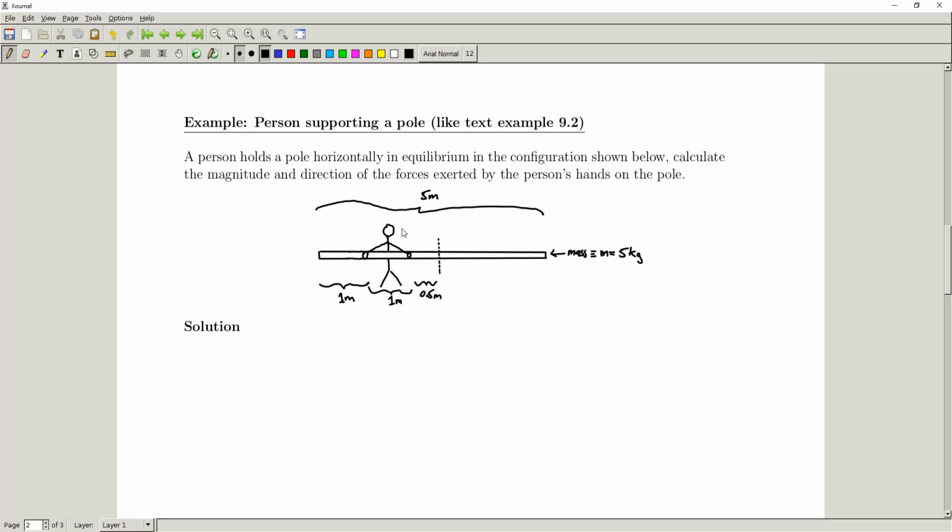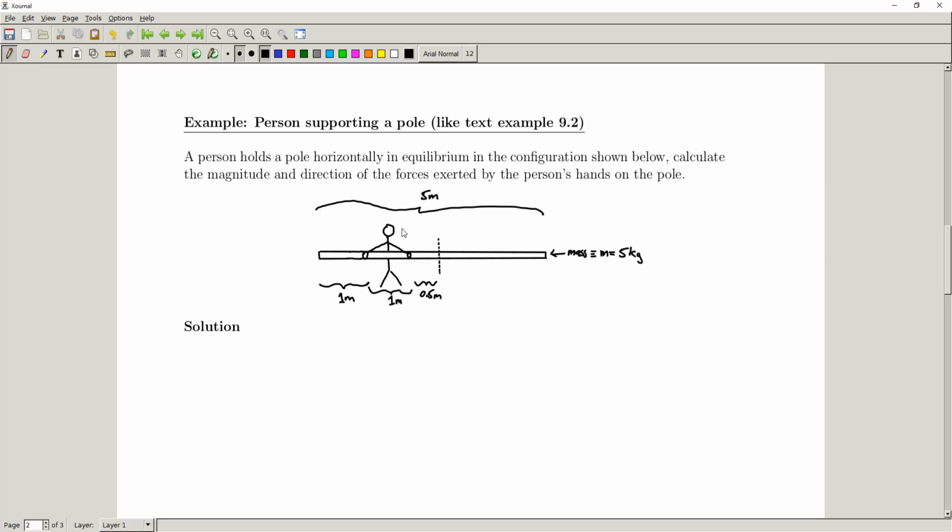We have a person holding a pole horizontally in equilibrium in the configuration we see here. We want to calculate the magnitude of the forces exerted by the person's hands on the pole. Okay, and so we have some distances worked out here. We have the mass of the pole. We're going to assume that mass is evenly distributed over the whole pole.